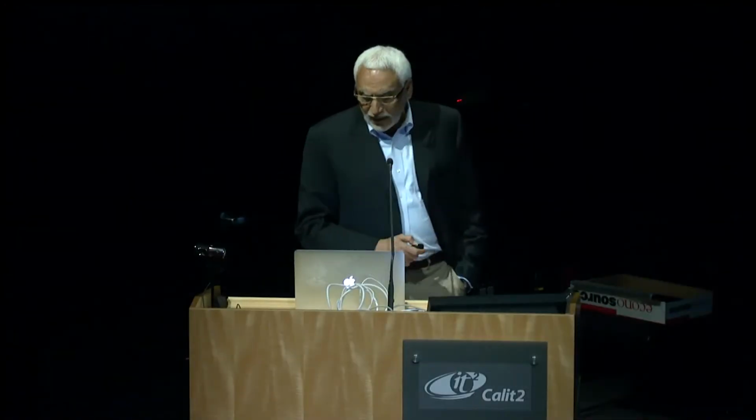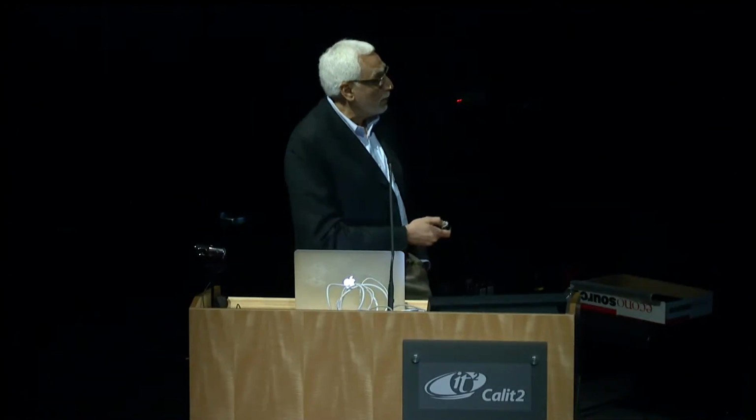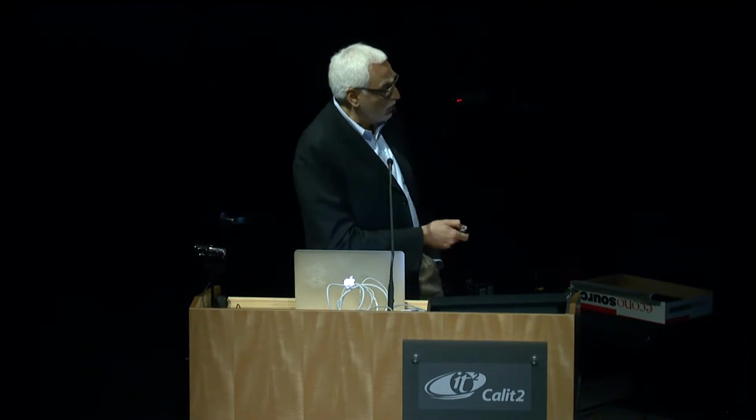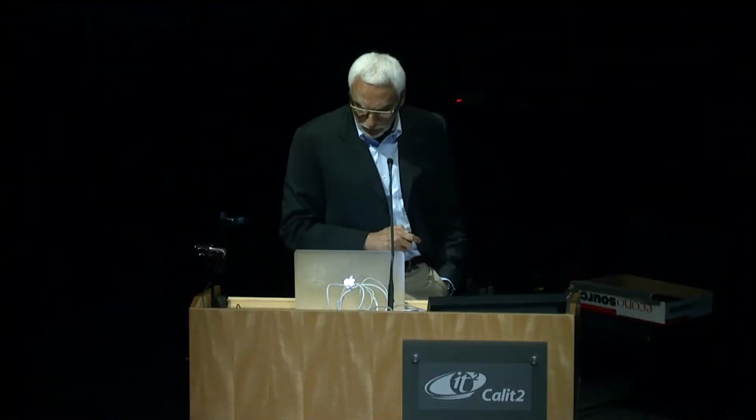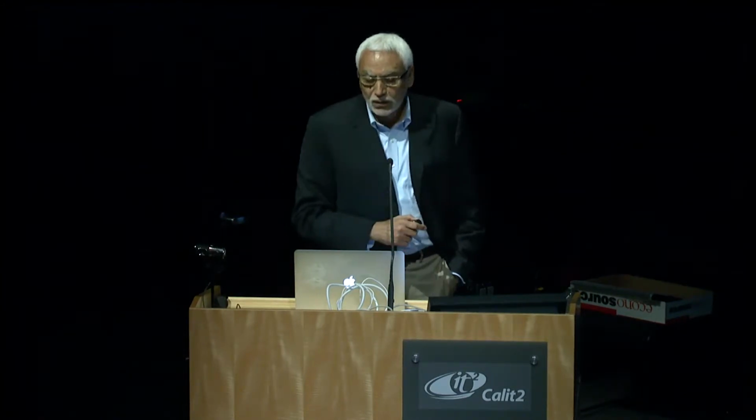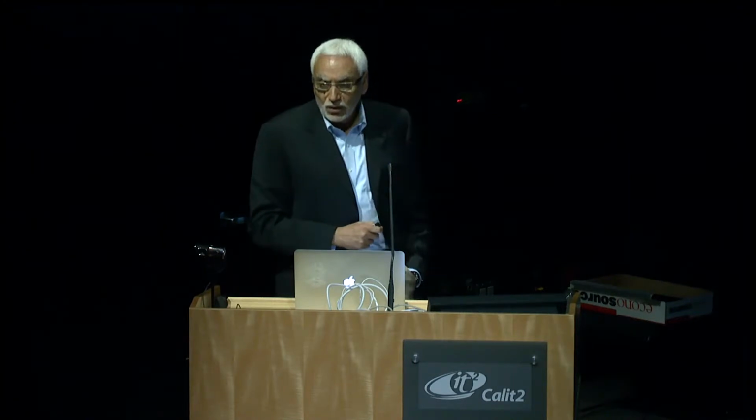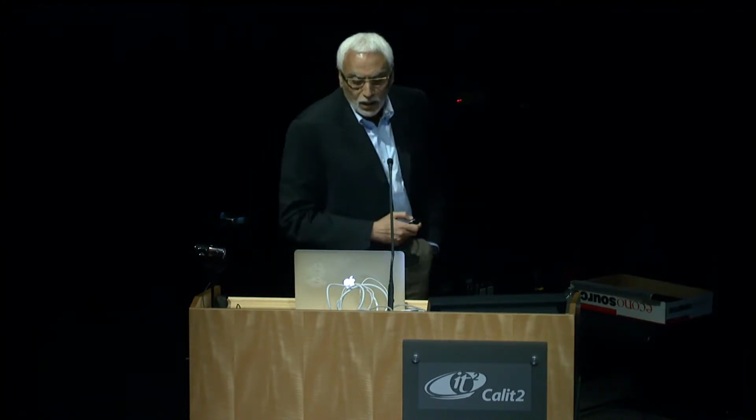The nice approach about maximum likelihood decoding is that you get quite tight error exponents, tight bounds on the error probability. However, it's difficult to extend the analysis of maximum likelihood to networks. That hasn't been very successful. In fact, this is not the way that Shannon established achievability. He used the suboptimum decoding rule, which is a joint typicality decoding rule.